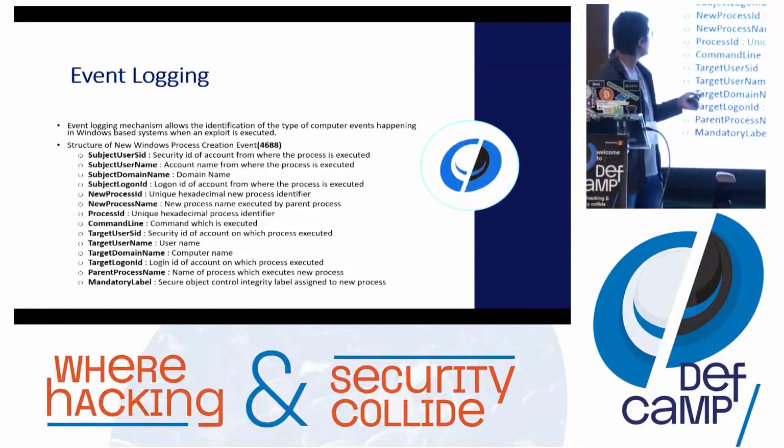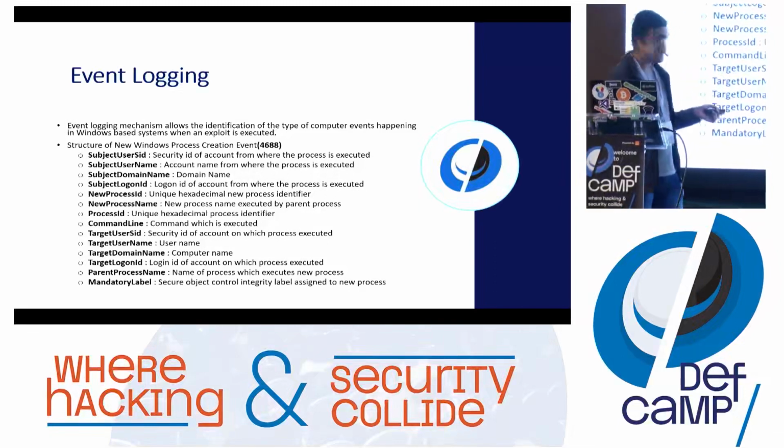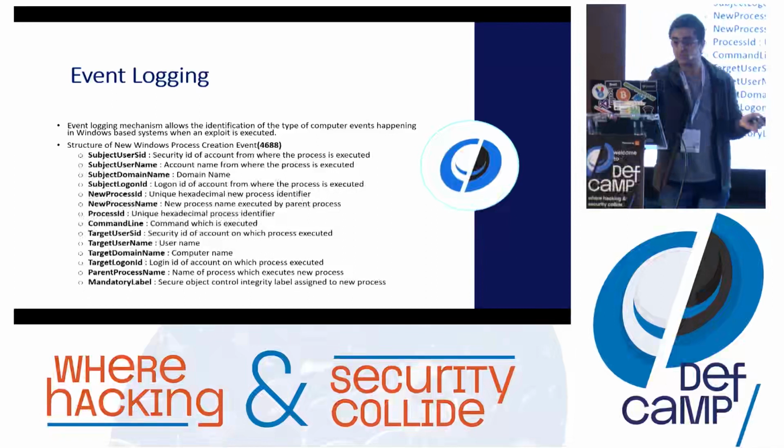But how can we use this information? It has the new process ID, process name, process ID, and command line arguments. Those were the main points of interest. And from the same report, we got information about what type of processes a hacker can use after an exploitation.